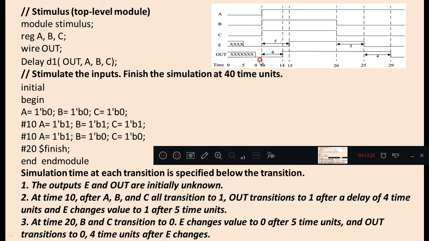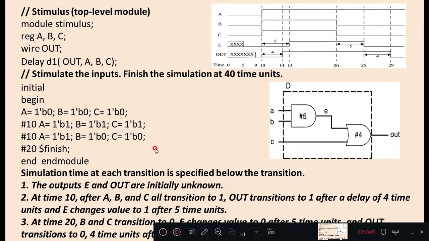Then at time 10, if you observe, the A, B, C values are getting changed to 1. Since C changed to 1, note that C and E are the inputs for the OR gate. You can observe here, when at time 10 the values of A, B, C change from 0 to 1, C is directly connected to an OR gate.